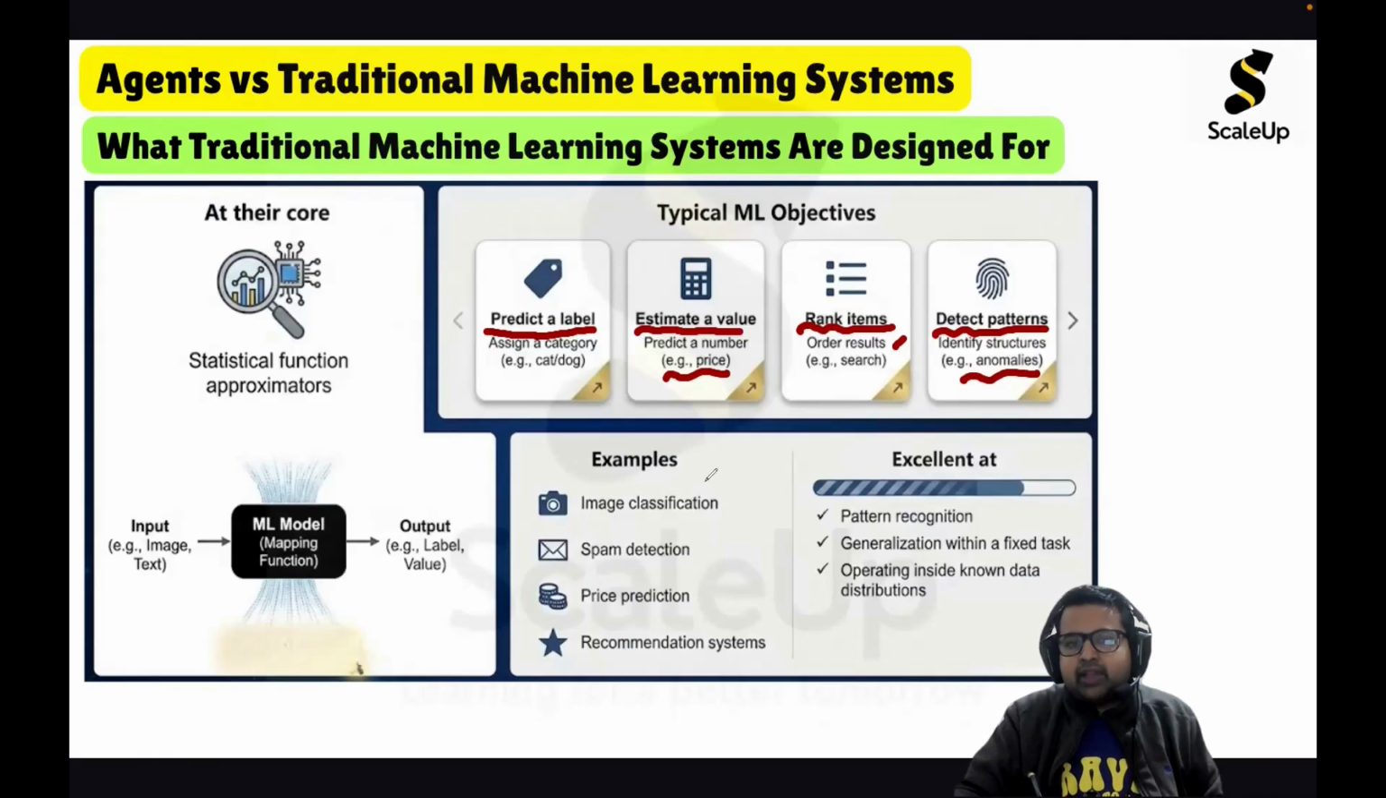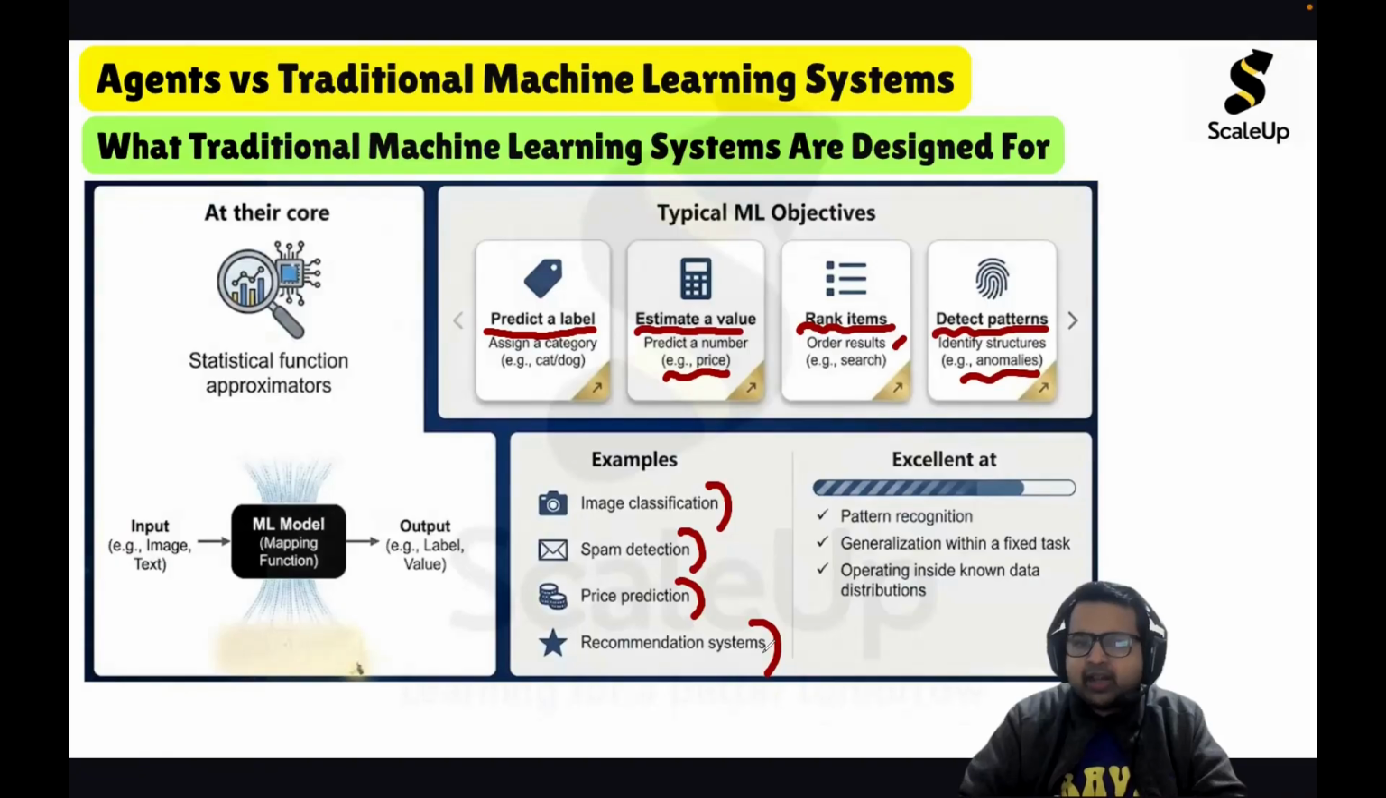If we look at the examples, we have image classification, spam detection, price prediction, recommendation systems. You might definitely have come across image classifiers, spam detectors, like Gmail, all the mail services have spam detectors in them, price predictions, recommendation systems. We can build all this using traditional machine learning systems. So traditional machine learning systems are excellent at pattern recognition. They can recognize patterns. They are excellent at generalization within a specific, fixed task. They can only perform a fixed task, a specific task.